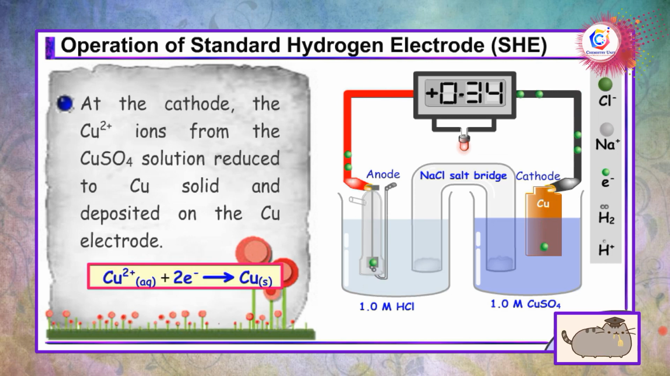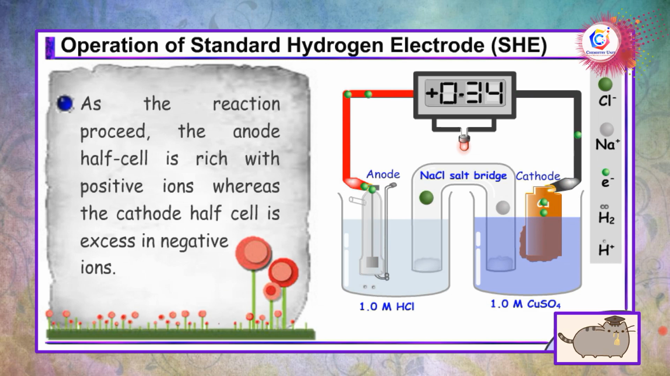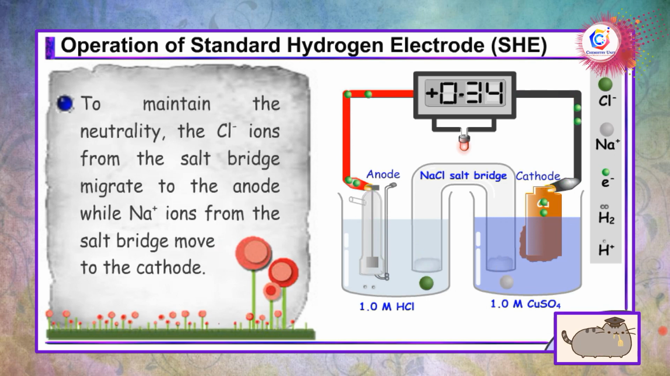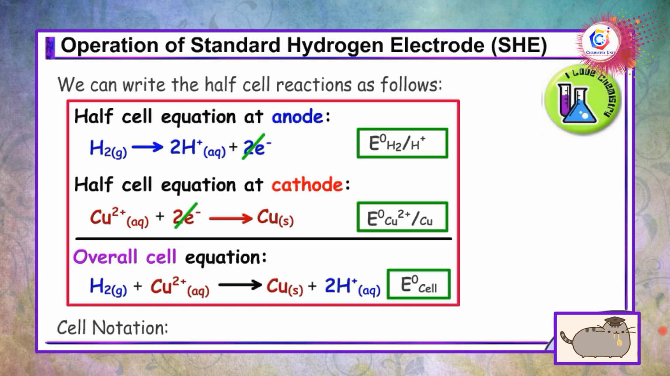At the cathode, the copper 2+ ions from the copper sulfate solution are reduced to solid copper and deposited on the copper electrode. As a result, the mass of the copper electrode increases. As the reaction proceeds, the anode half cell is rich with positive ions, whereas the cathode half cell is in excess of negative ions. To maintain neutrality, the chloride ions from the salt bridge migrate to the anode, while sodium ions from the salt bridge move to the cathode. We can write the half cell reaction as follows.